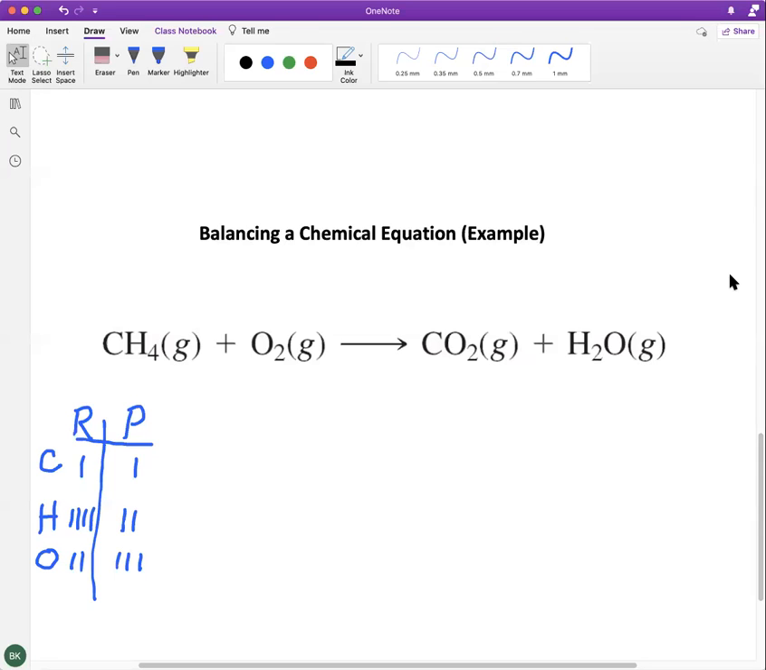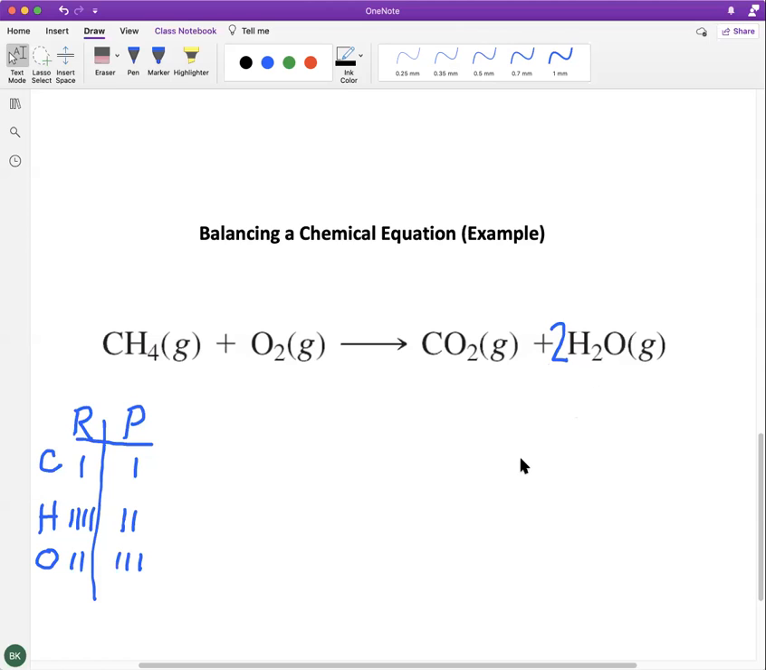So right away we see that we have too few hydrogen atoms on the product side. We only have 2 over here. How can we correct that? Well, if we put a 2 coefficient in front of this compound, now I take everything that's in that compound and multiply it by 2. So when I put that 2 there, that gives me 4 hydrogen atoms. And because I have 1 oxygen, I now have 2 oxygen atoms.